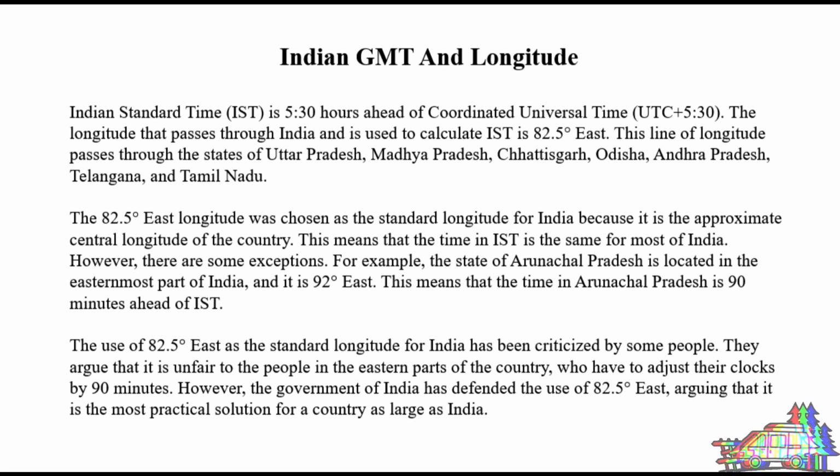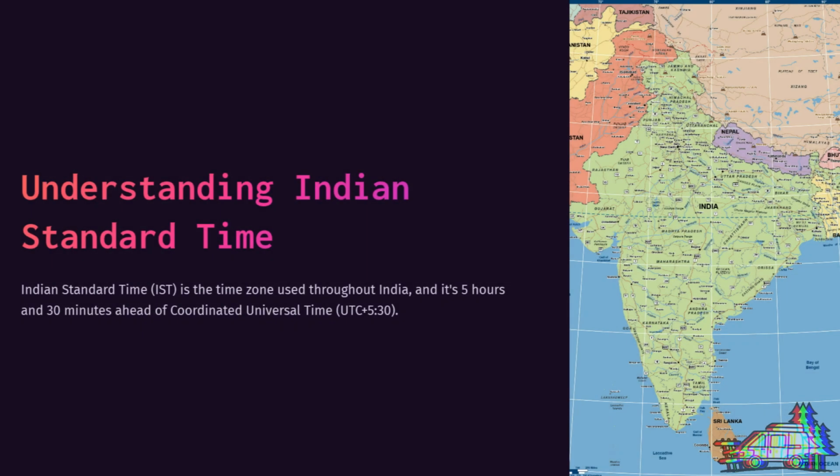However, the government of India has defended the use of 82.5 degrees east, arguing that it is the most practical solution for a country as large as India. Understanding Indian Standard Time. Indian Standard Time, IST, is the time zone used throughout India, and it's 5 hours and 30 minutes ahead of Coordinated Universal Time, UTC plus 5:30.